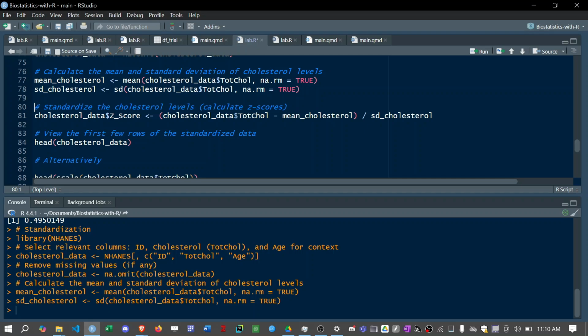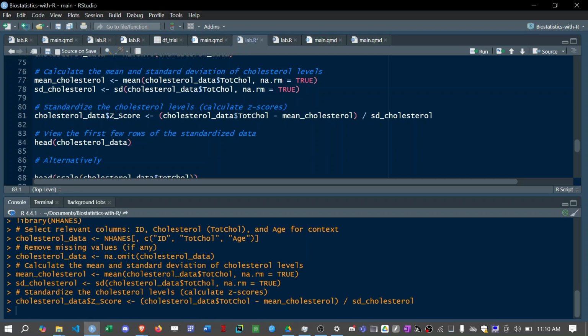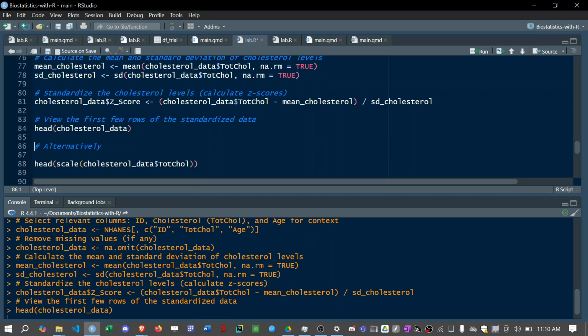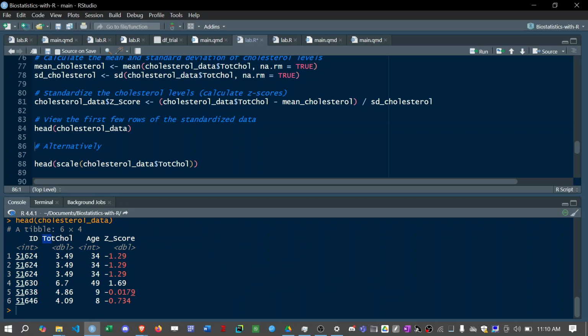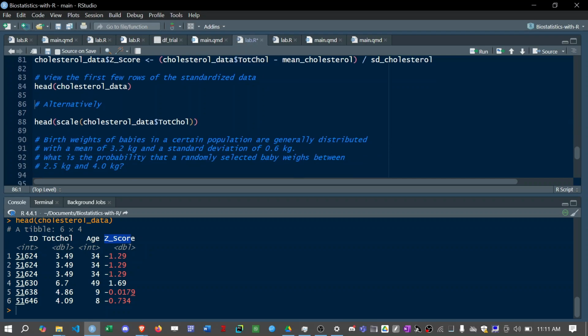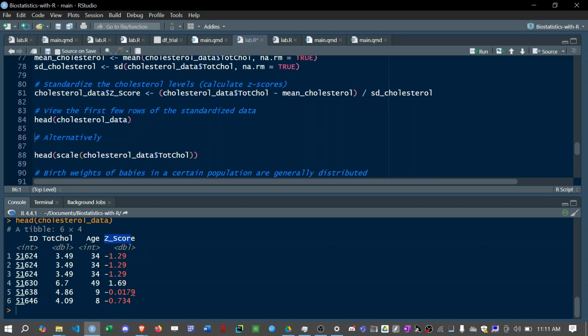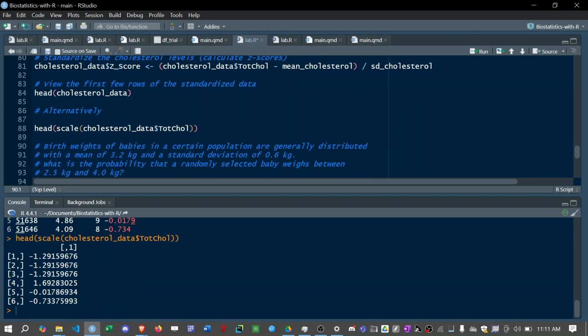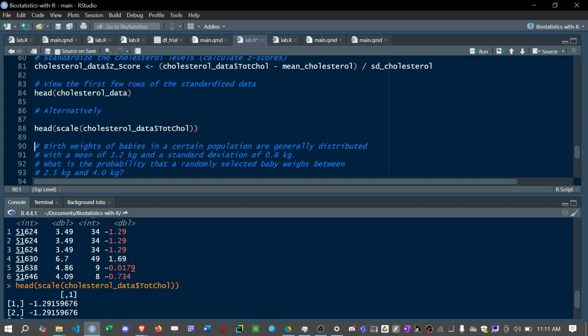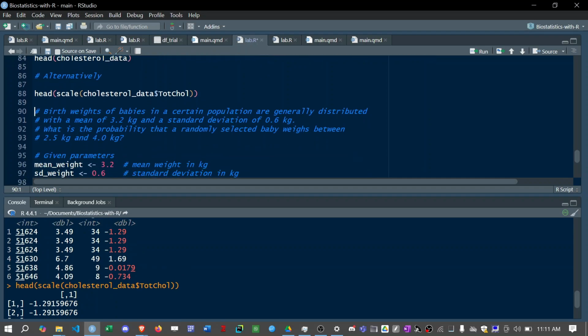If I check the head of the cholesterol data, this is our total cholesterol, which is the normal value, and this is the standardized z-score, where we subtract the mean from each observation and divide by the standard deviation. You can see what we have. Now we also have another function. Instead of writing this particular formula, you can just use the scale function. The scale function also standardizes. You can see you have something similar, minus 1.2. So you can use the scale function to create a variable.